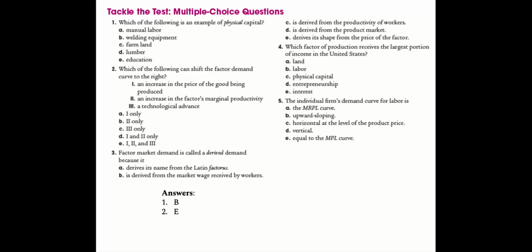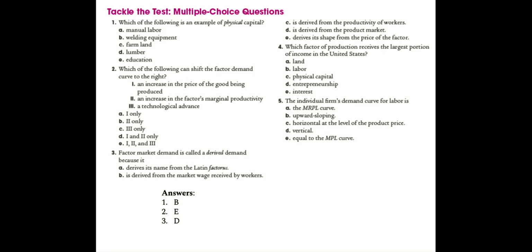Factor market is called derived demand. Why? The answer is D. It is derived from the product market. We need nurses because of the products they provide. We need teachers because of the products they provide.